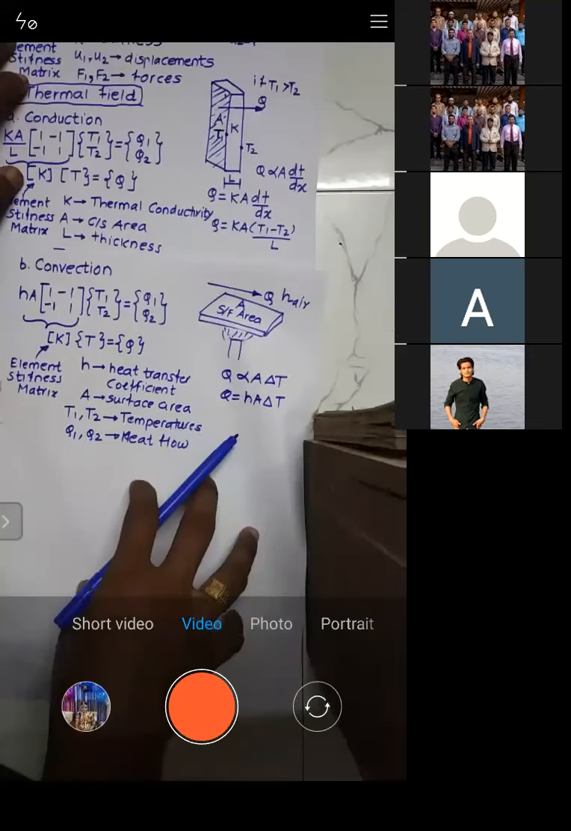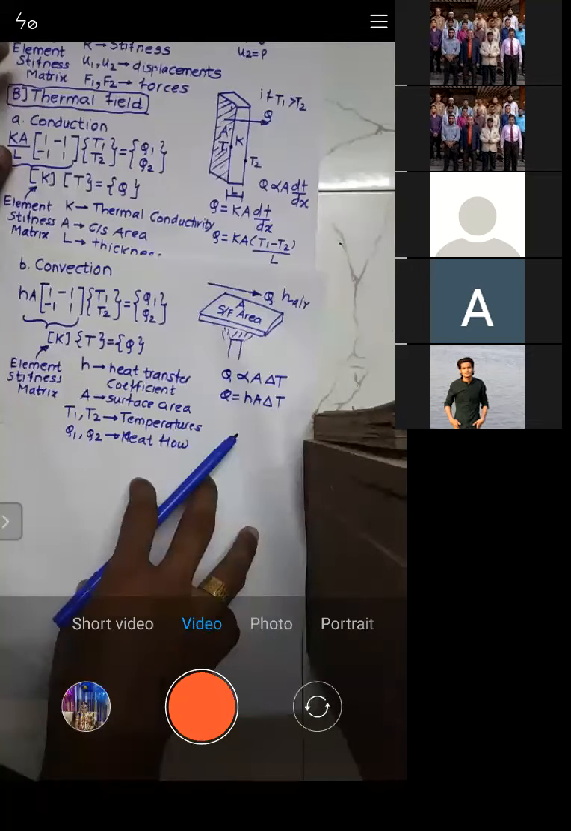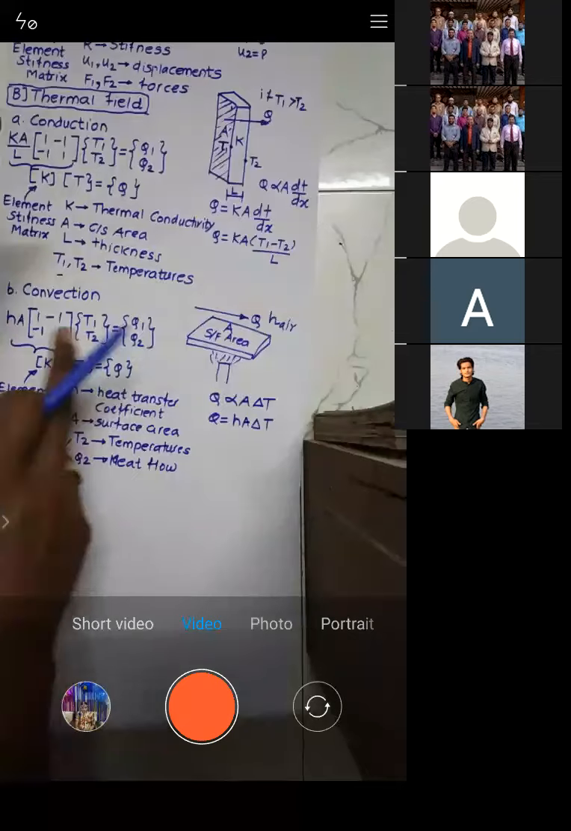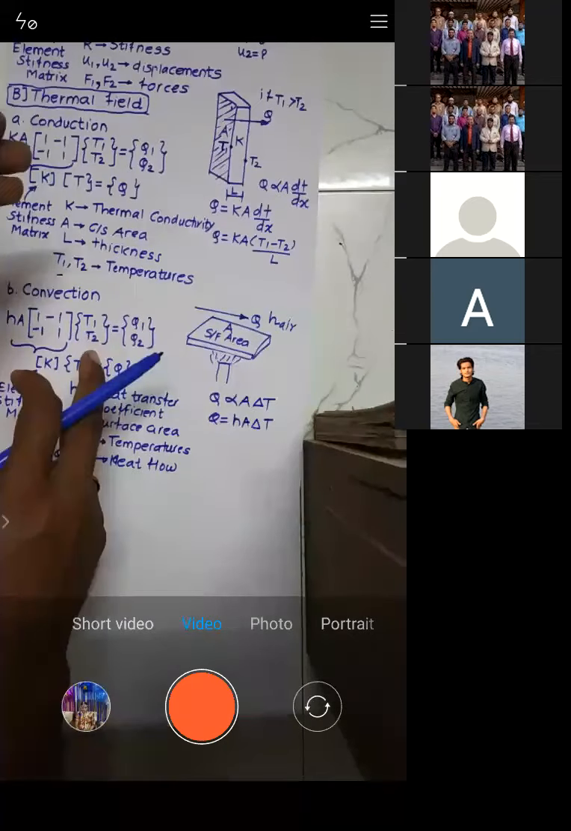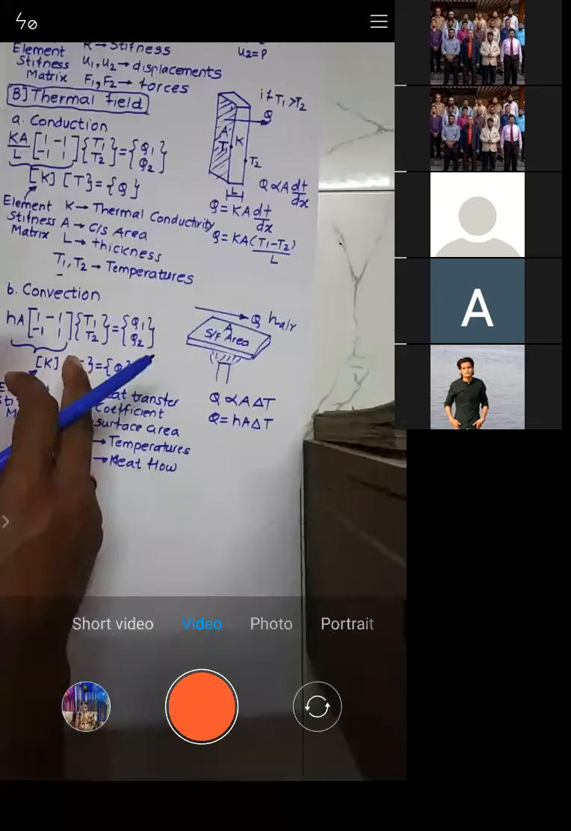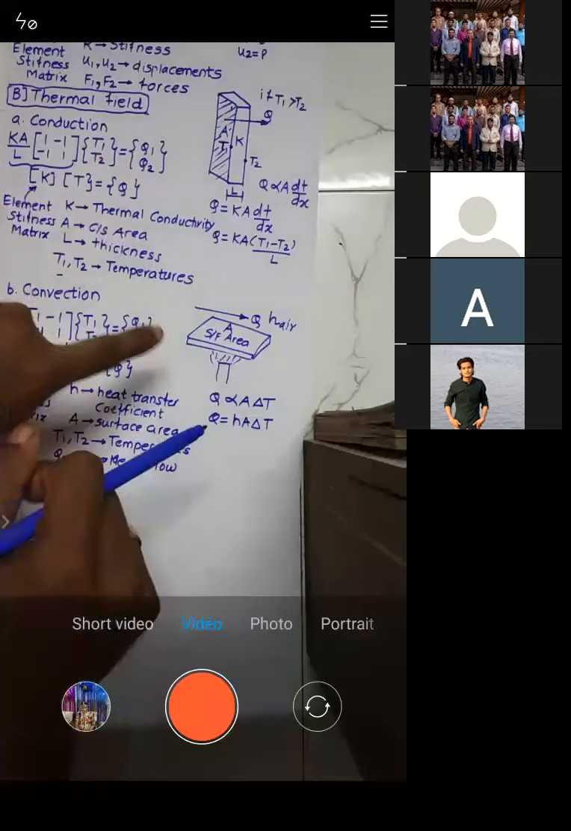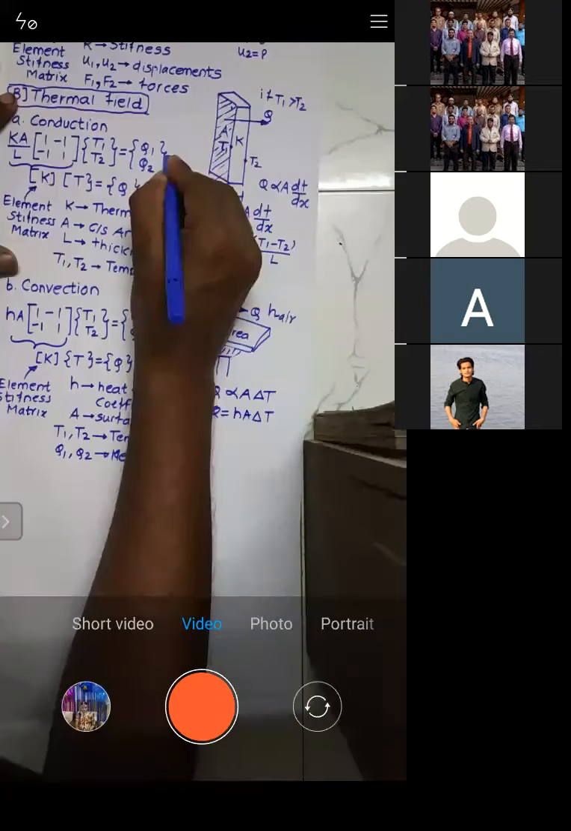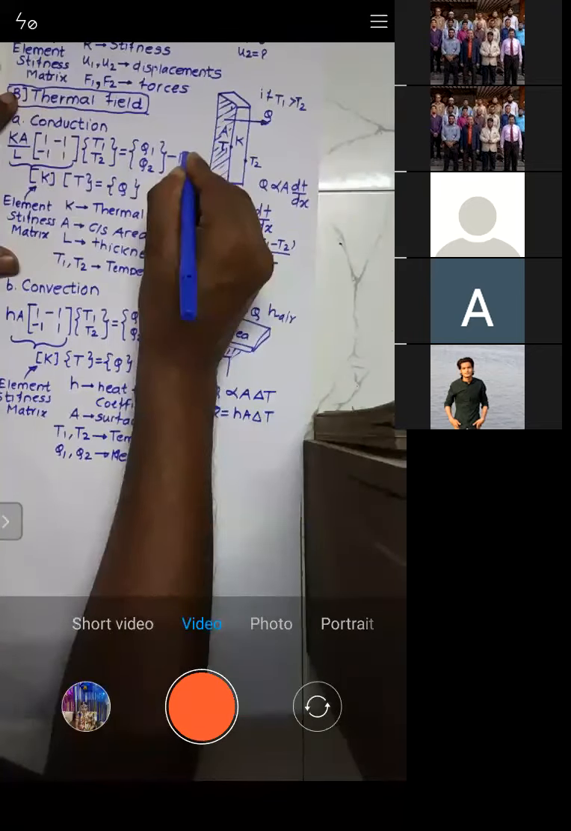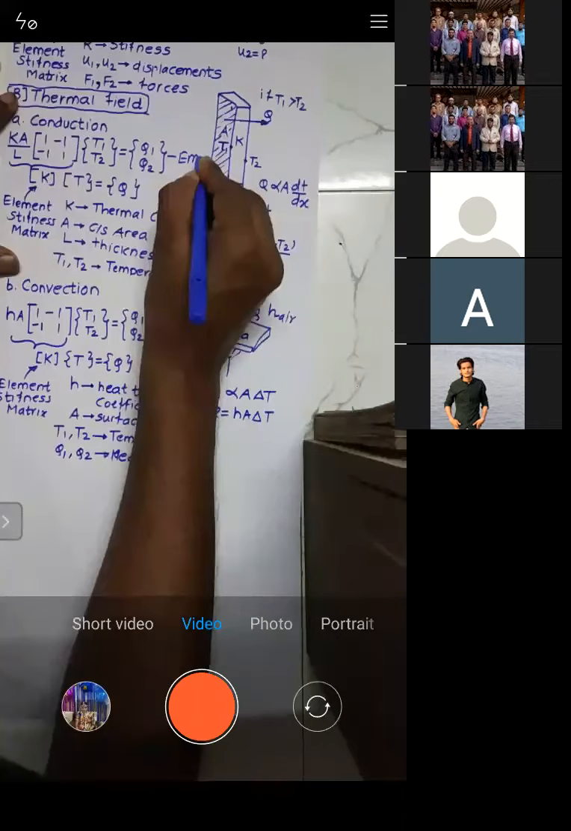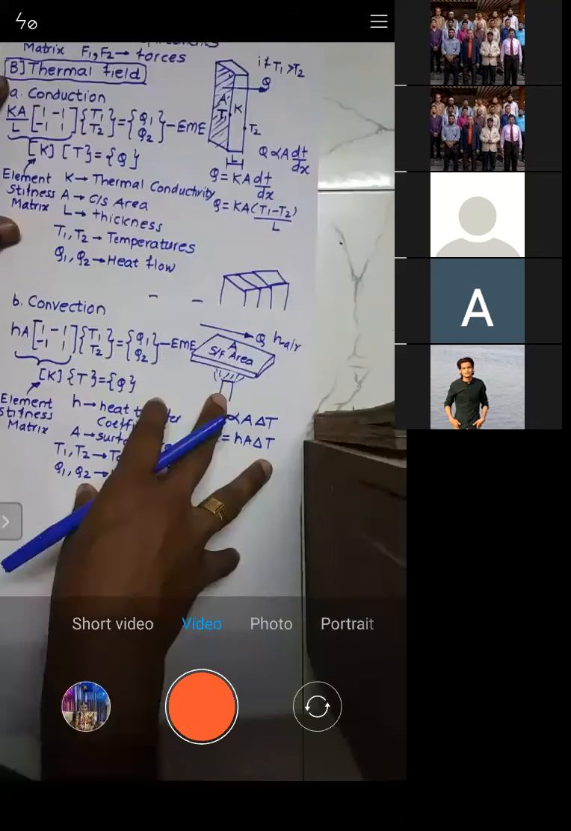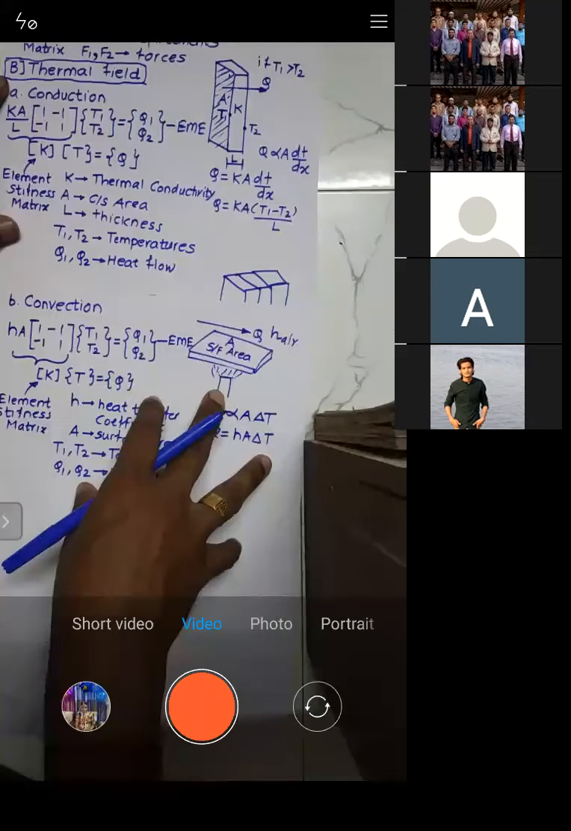So in the thermal field, we have seen two cases. One is conduction and the second is convection, right? You might feel, sir, from where this equation is derived. This equation is derived by using the Rayleigh-Ritz method, which we are going to see in the subsequent lectures. Every equation written here is nothing but called EME, element matrix equation, and it is derived by the Rayleigh-Ritz method.